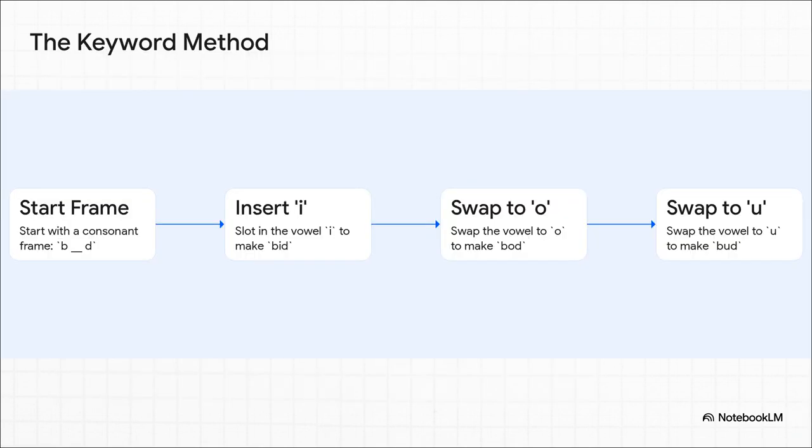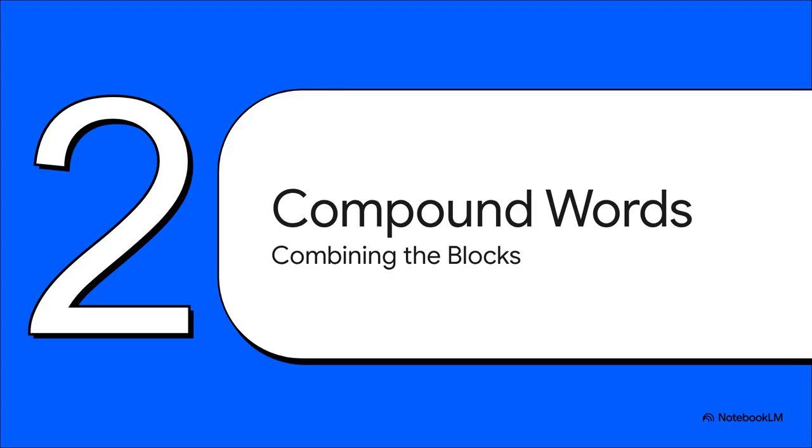And check out just how powerful this is. Let's take a consonant frame, say b and d. Now watch this. We slot in an I, boom, you get bid. The vowel is short. We swap it for an O, now it's bod. Swap it again for a U, bud. The frame stays the same, but that vowel sound changes predictably every single time. It's like a machine. So, once you've got that one little CVC block down, you can start building bigger things.